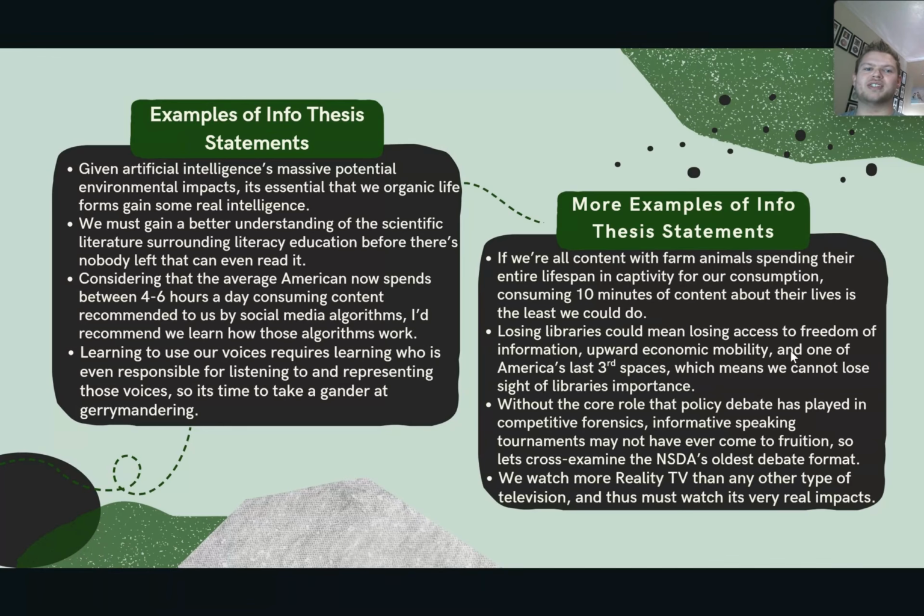Given artificial intelligence's massive potential environmental impacts, it is essential that we organic life forms gain some real intelligence. We must gain a better understanding of the scientific literature surrounding literacy education before there's nobody left that can even read it. Considering that the average American now spends between 4 to 6 hours a day consuming content recommended to us by social media algorithms, I'd recommend we learn how those algorithms work. Learning to use our voices requires learning who is even responsible for listening to and representing those voices. So it's time to take a gander at gerrymandering.